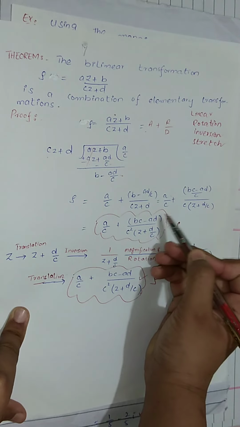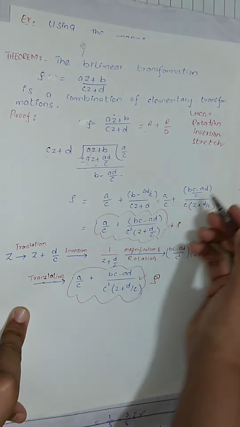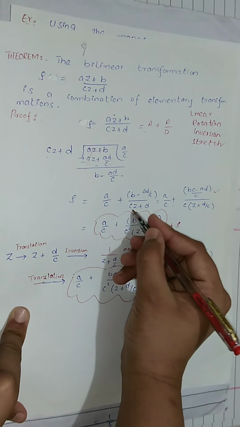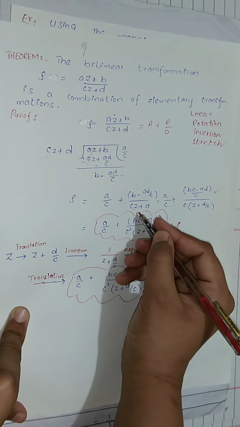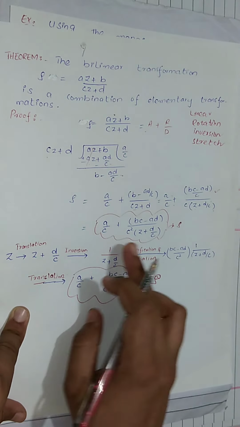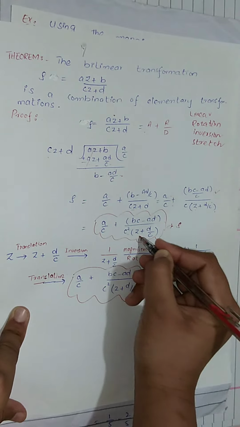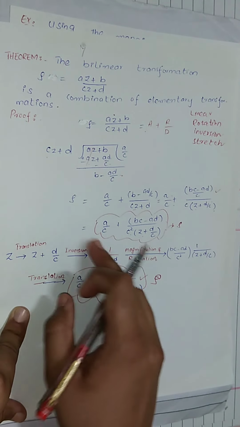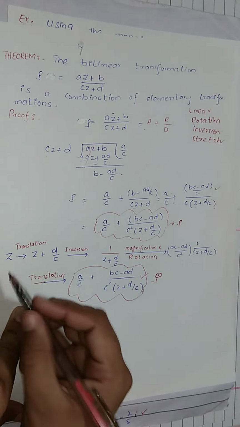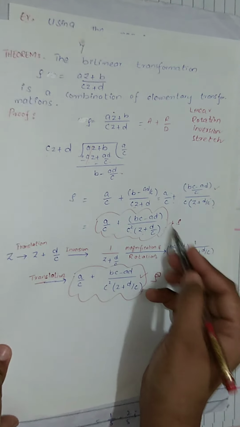So A by C we write as it is, plus we take the LCM of the numerator, and we have (BC minus AD) over C. When we take common C from the denominator, we have C into (Z plus D by C). So C into C is equal to C square, giving (BC minus AD) over C square into (Z plus D by C). Basically, sigma is equal to this. How? We can check it.